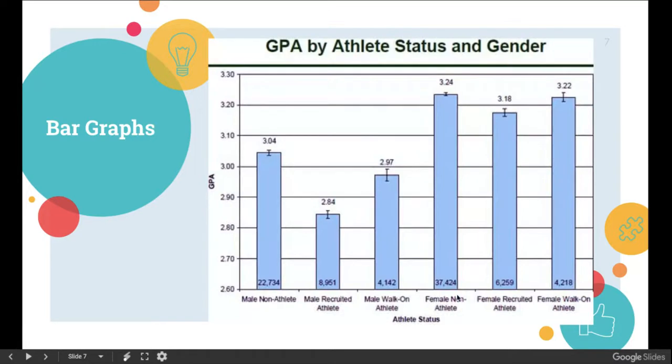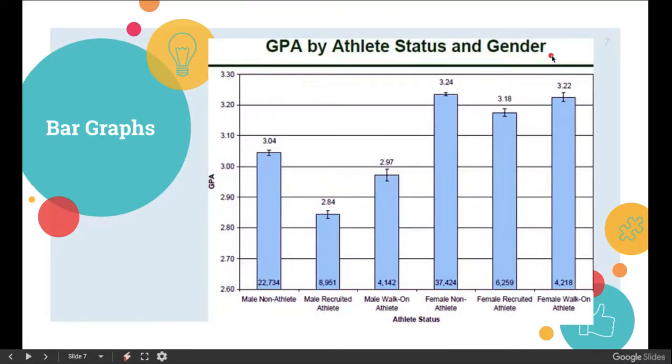So this is a bar graph. Whenever we look at a graph, we're going to look at the title first: GPA by athlete status and gender. This was taken from a college university's information about GPAs of freshmen college students who were either athletes, recruited, or walk-on, or non-athletes, trying to determine what their GPA status was.